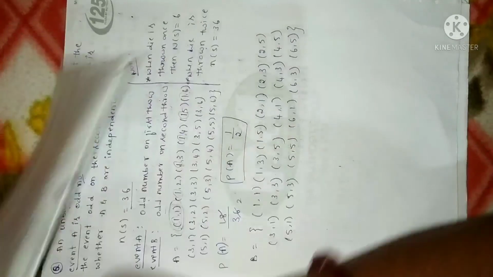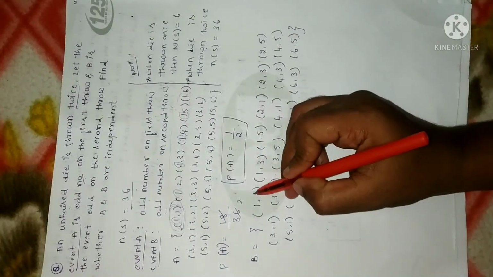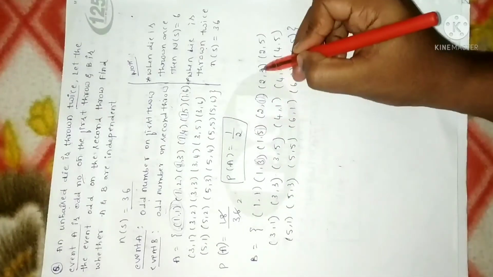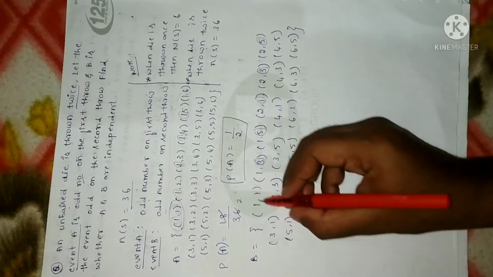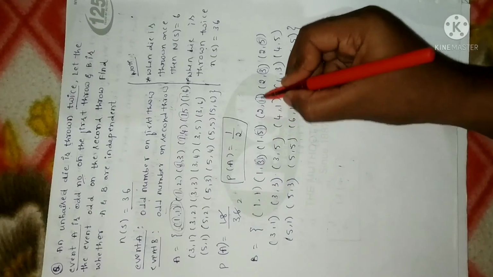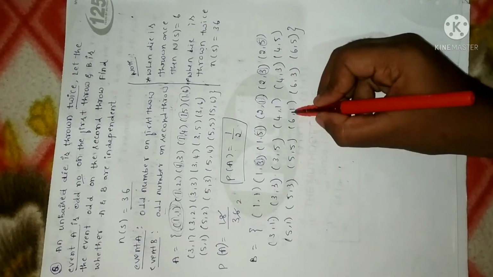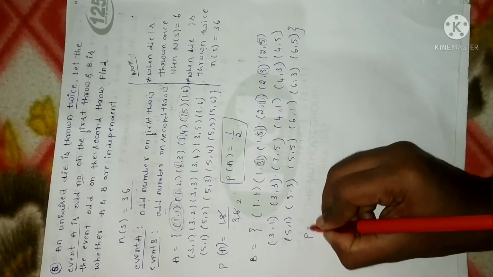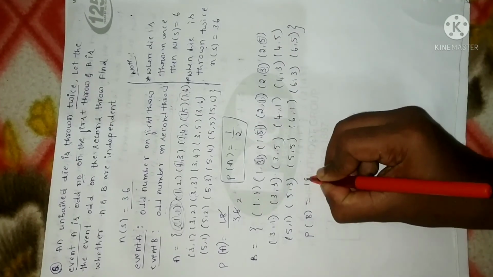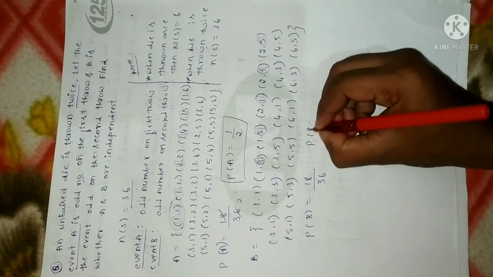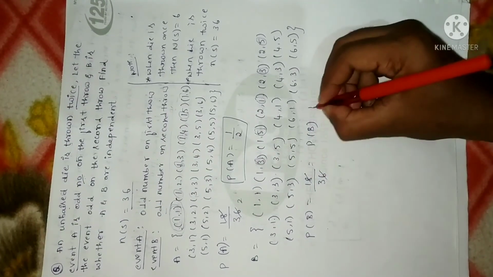So these are the chances of getting an odd number in the second throw. These numbers represent an odd number in the second throw, only these numbers. Fine. So how many numbers are there? 1, 2, 3, 4, 5, 6, 7, 8, 9, 10, 11, 12, 13, 14, 15, 16, 17, 18. So again the probability of B will be 18 numbers out of the total sample space 36. So the probability of B, again, is 1 by 2.